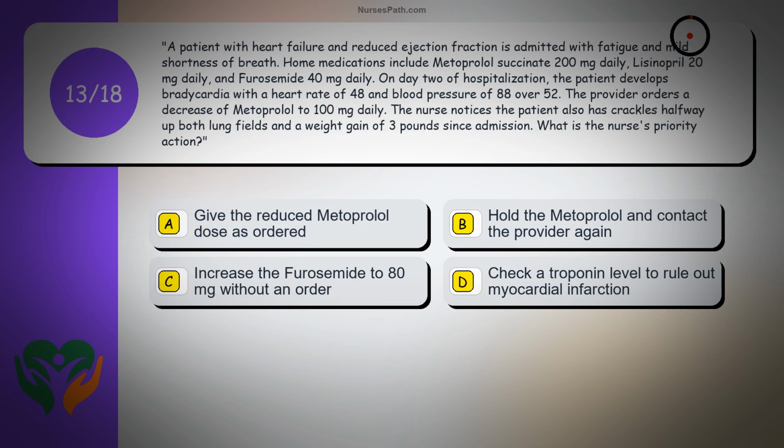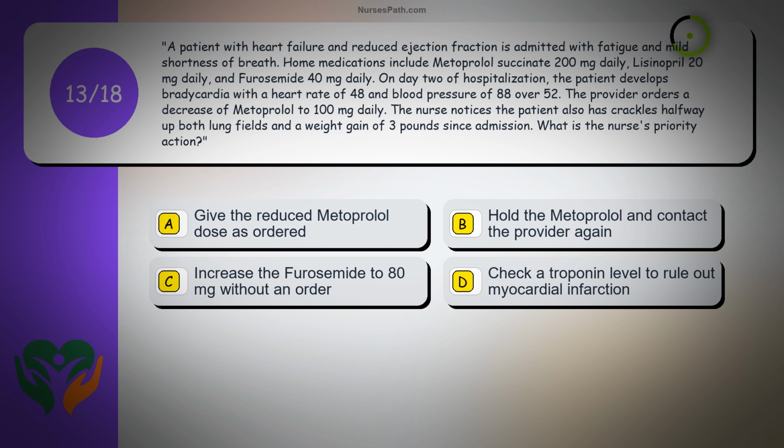Question 13. A patient with heart failure and reduced ejection fraction is admitted with fatigue and mild shortness of breath. Home medications include metoprolol succinate 200 mg daily, lisinopril 20 mg daily, and furosemide 40 mg daily. On day 2 of hospitalization, the patient develops bradycardia with a heart rate of 48 and blood pressure of 88/52. The provider orders a decrease of metoprolol to 100 mg daily. The nurse notices the patient also has crackles halfway up both lung fields and a weight gain of 3 pounds since admission.